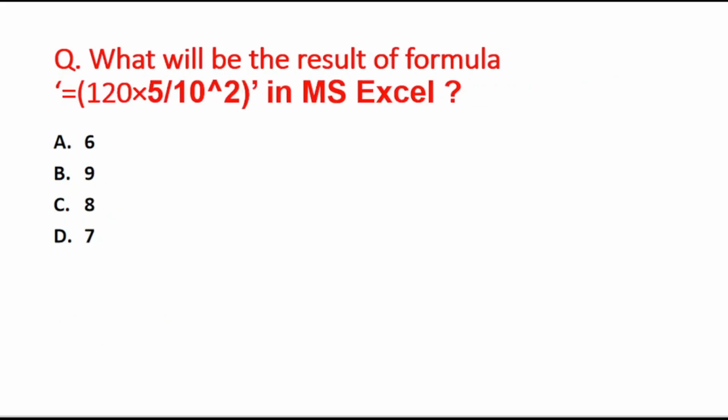Next question is, what will be the result of the formula equal to 120 into 5 divided by 10 raised to power 2 in MS Excel? Option A is 6, B option is 9, C option is 8, D option is 7. So the question is very simple. The right answer is option A, that is 6. 120 into 5 equals 600, divided by 10 raised to power 2, which is 100. 600 divided by 100 is 6. So option A is the right answer.